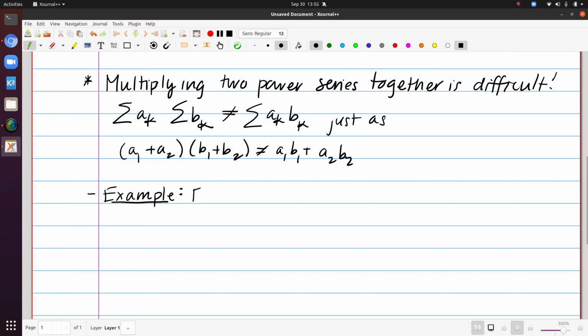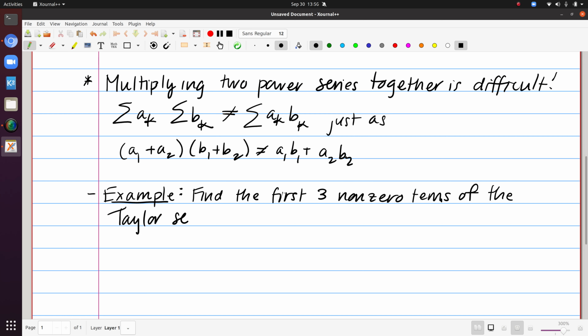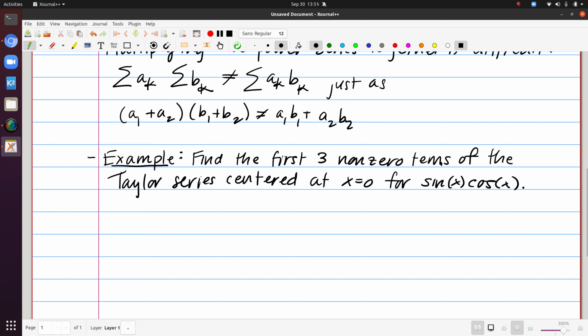So in this example, let's find the first 3 non-zero terms of the Taylor series centered at 0 for the function sine of x times cosine x. So the idea here is, again, I can interpret this as a product of the Taylor series for sine times the Taylor series for cosine. However, as I noted above, I can't simply multiply together their terms.